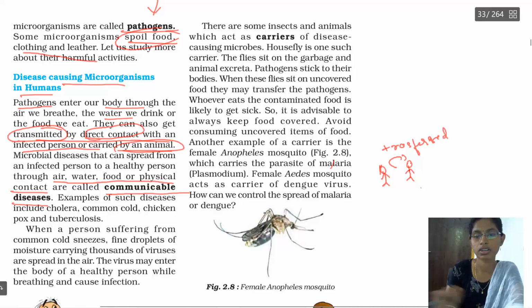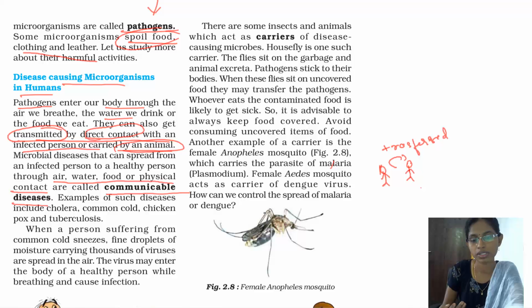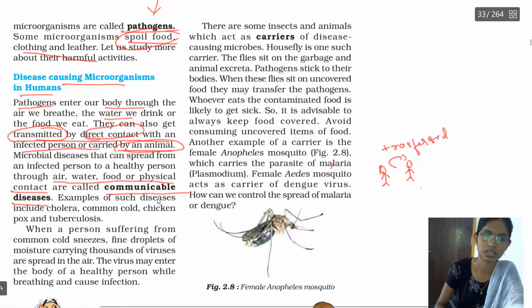When a person is very close to another person, or whenever a person is talking to or touching another person, in this way the diseases are transferred to the other person. This kind of disease is called a communicable disease. Some of the communicable diseases are cholera, common cold, chickenpox and tuberculosis.